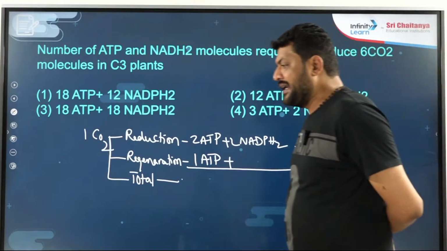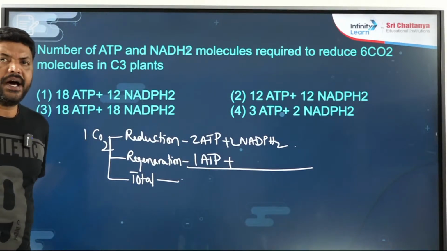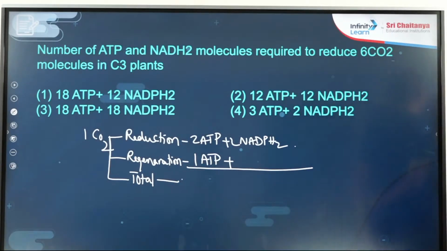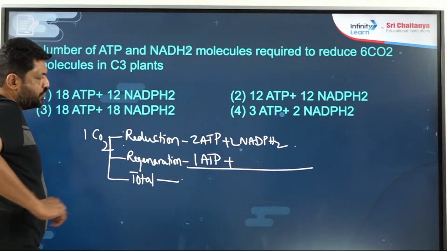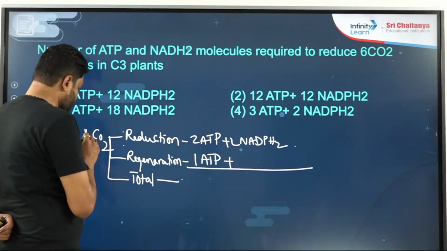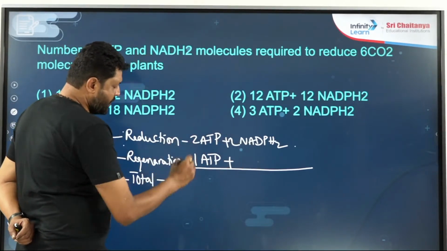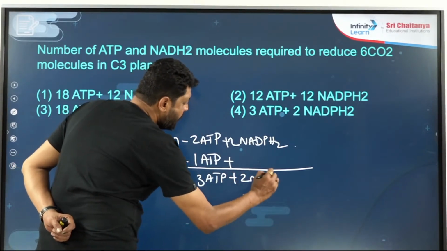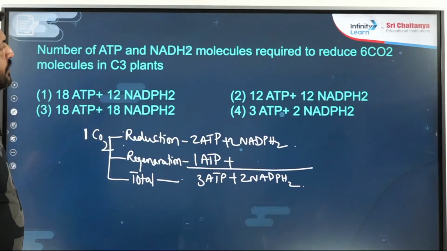So it is the most frequently asked question in photosynthesis. What is the most crucial event in the dark reaction? The most crucial event in the dark reaction is the first step, that is carboxylation. Clear? So in dark reaction, you have reduction and regeneration. For reduction of 1 CO2, ATP is required, and 2 NADPH2 is required. So in total 3 ATP plus 2 NADPH2 are required for the reduction of 1 mole of CO2.